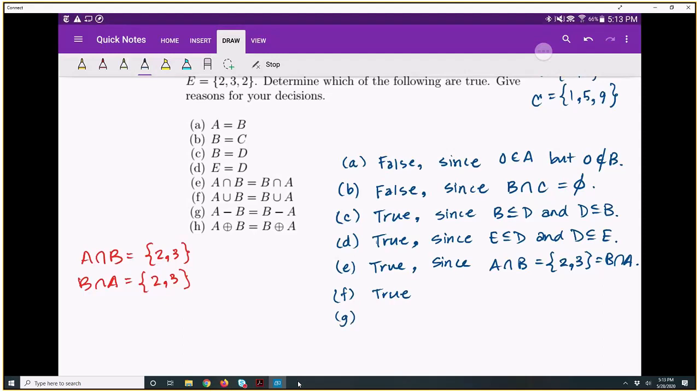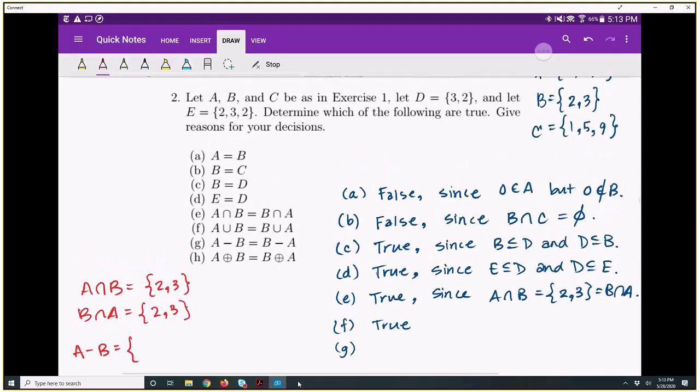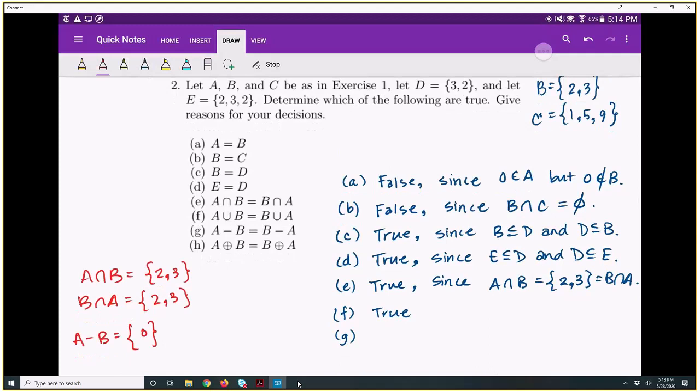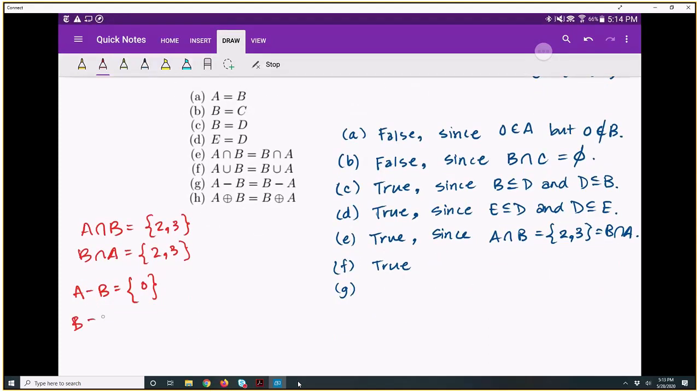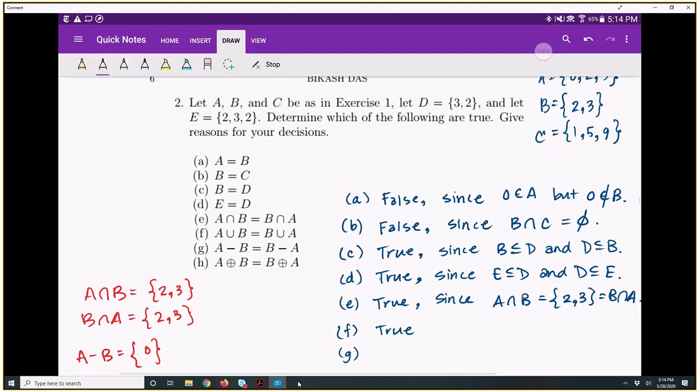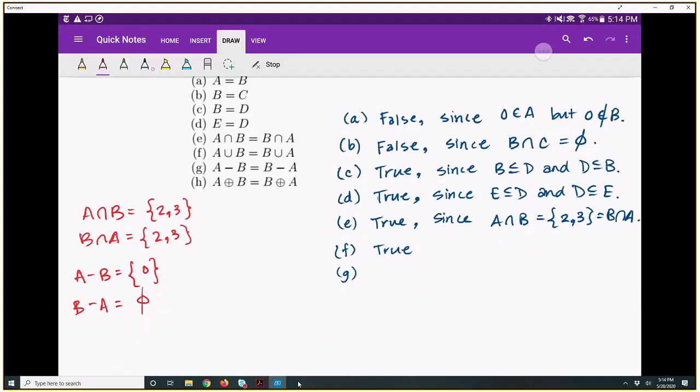How about A minus B and B minus A? Well, let's check it out. A minus B is going to be all of the elements in A that are not in B. So that's going to be just 0. B minus A is going to be all of the elements in B that are not in A. Well, that's going to be empty because every element of B is in A. So I say false. A minus B is not equal to B minus A because A minus B is the singleton set 0, whereas B minus A is empty.